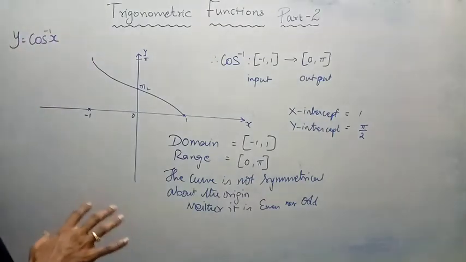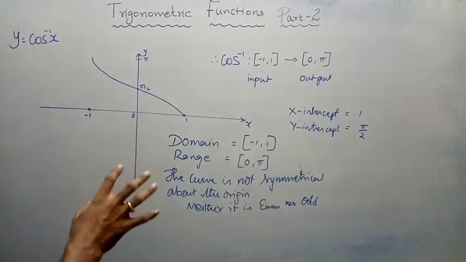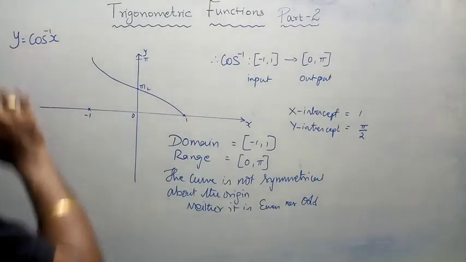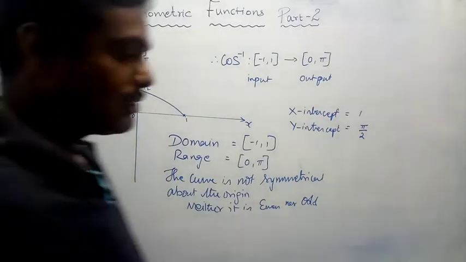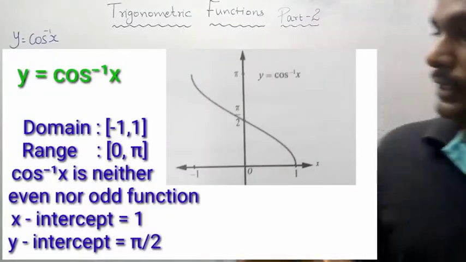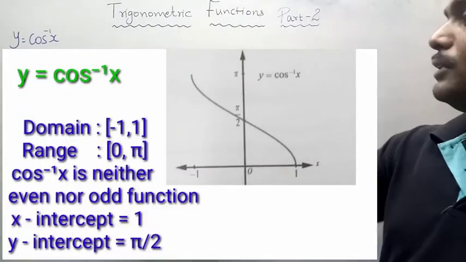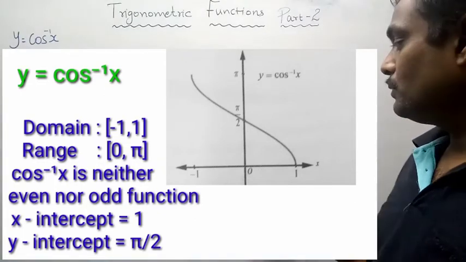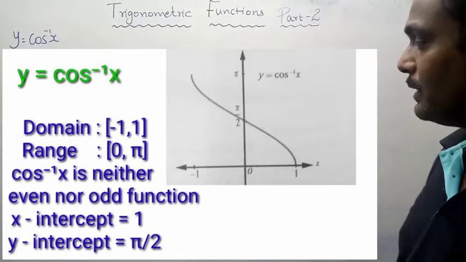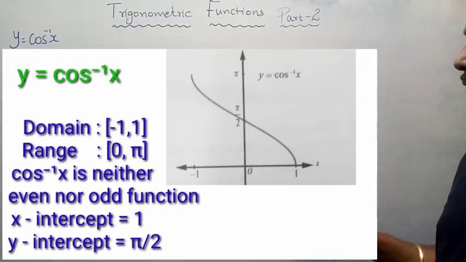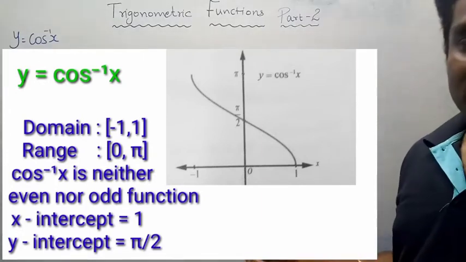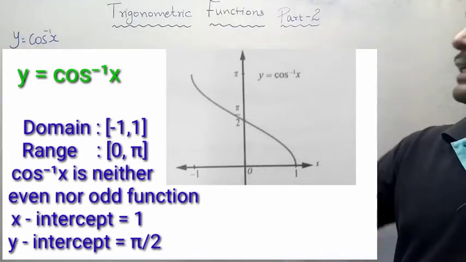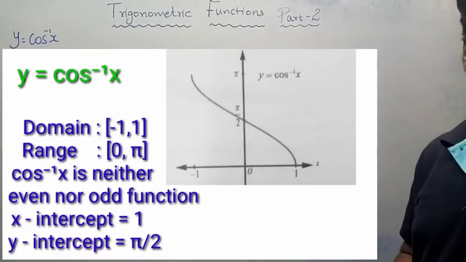Is it clear? So here we discussed domain, range, whether it is even or odd, x-intercept and y-intercept of cos inverse x. This is the structure of cos inverse x. When you see the diagram itself, you can say the domain is minus 1 to plus 1 and the range is 0 to pi. The curve is not symmetrical about the origin. Therefore cos inverse x is neither even nor odd, and its x-intercept is 1 and y-intercept is 90. Is it clear?